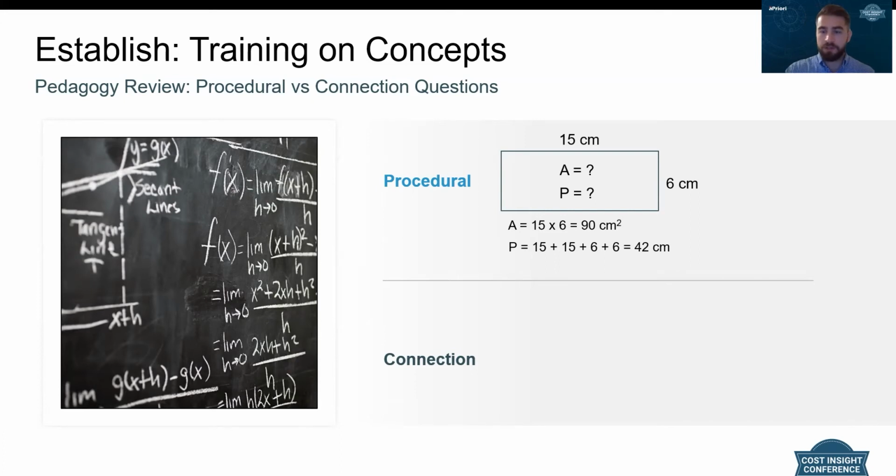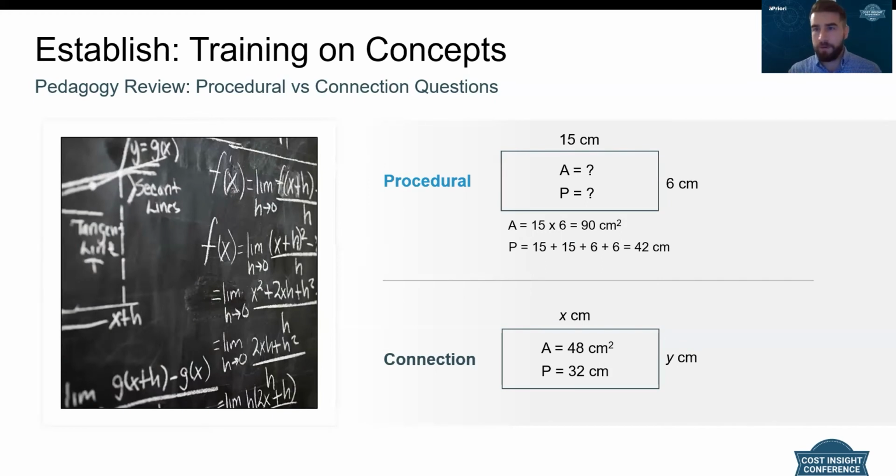The second methodology is connection-making questions. This is like if we're given the same rectangle, but being told the area and perimeter and asked to find or propose potential combinations of both lengths and widths for this rectangle.